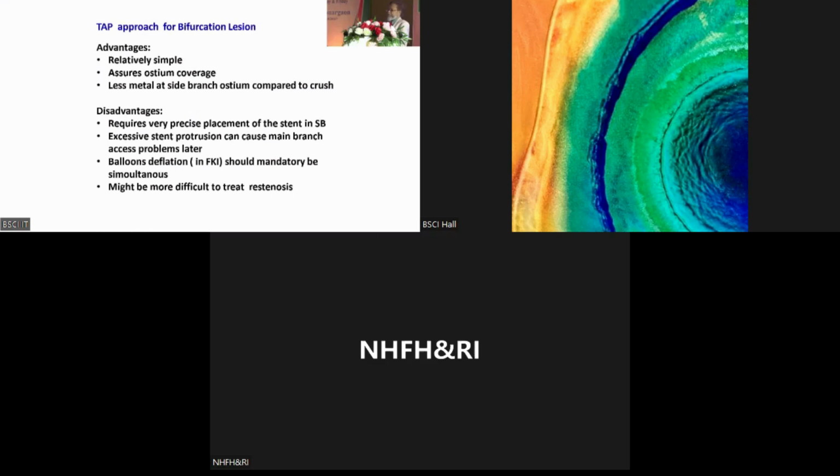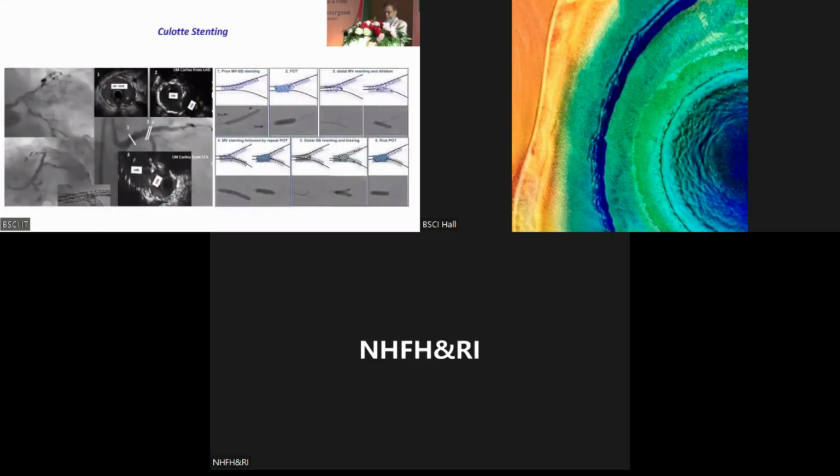It is one important point: both balloons should be inflated simultaneously as well as deflated simultaneously, otherwise the carina will be deformed and it might be more difficult to treat restenosis. This is another disadvantage. After DK crush or whatever double stent strategy, if the patient comes with restenosis, that is really a challenging problem.